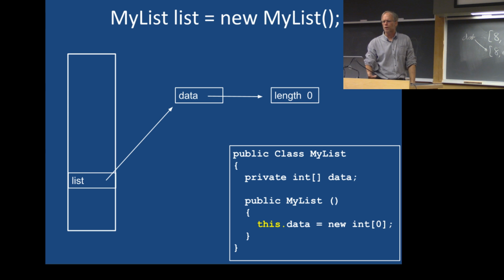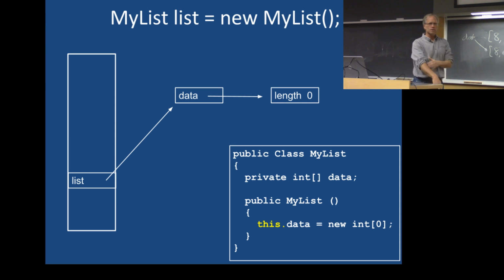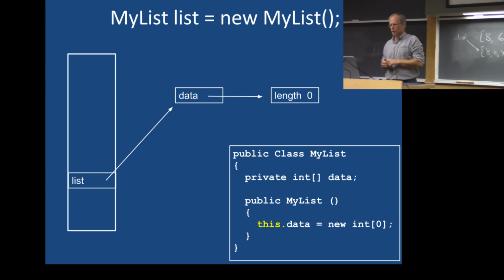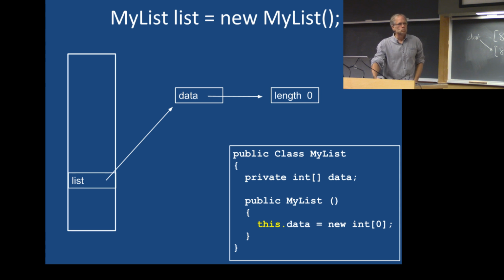So I return from the constructor, and what's left behind is now list refers to an initialized myList object. From the point of view of this variable right here, it's referring to a list. Well, inside the list object, there's a reference to an array. So that's how the constructor works. Now, I'm about to show you what happens when we make a method call. But let me see if I can answer any questions here.